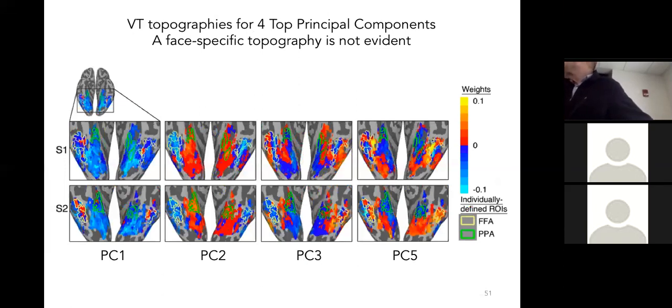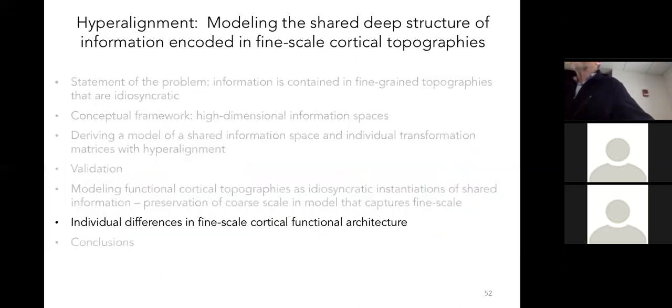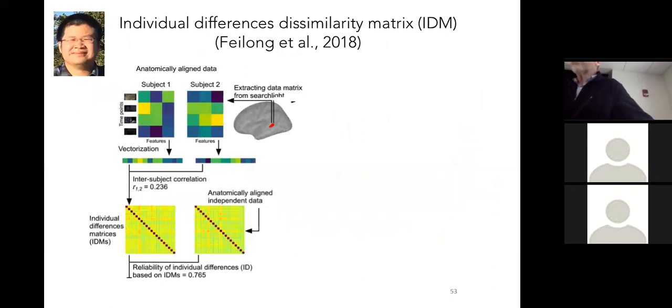So I've got lots of ideas about why that's the case, but I'm going to skip ahead in the interest of time to talk about individual differences.